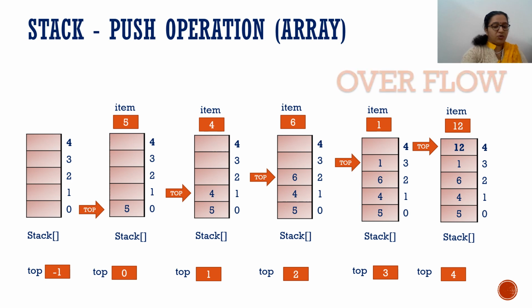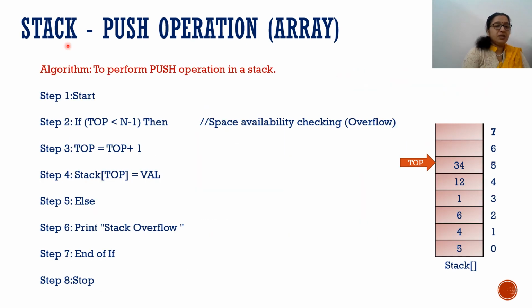Now let us move on to the algorithm. Here is the algorithm for the push operation. Just see this. Top is the variable we use for focusing on that array. Then n is the maximum size given for that array. Then stack is the array name here, and val is the input value we are assigning. Now see. Step 1 is start, and step 2, if top is less than n minus 1. Okay, n is the maximum size.